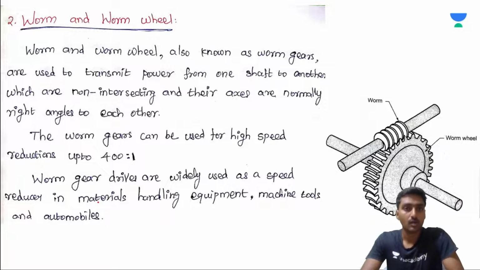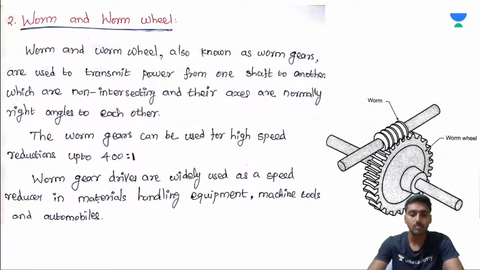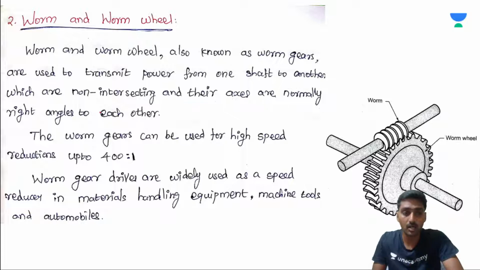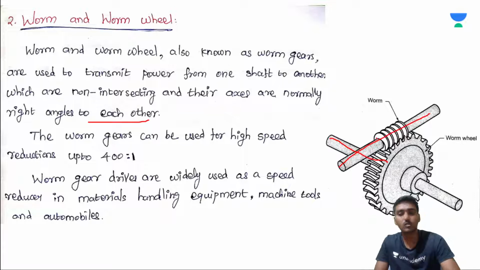Okay, next. Worm and worm wheel. So what is the worm and worm wheel? Worm and worm wheel, also known as worm gears, are used to transmit power from one shaft to another which are non-intersecting, and their axes are normally at right angles to each other. Look at this condition. These axes are at right angles to each other, but they are completely not touching each other.